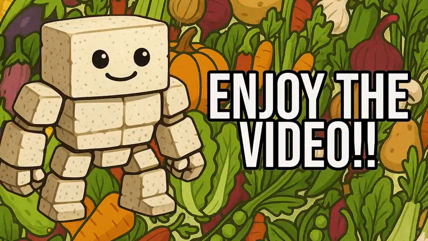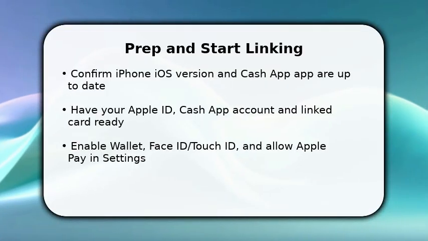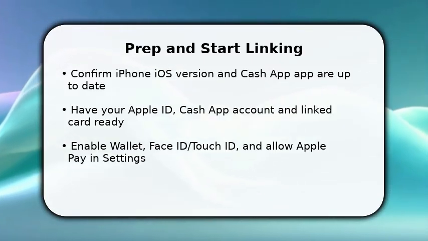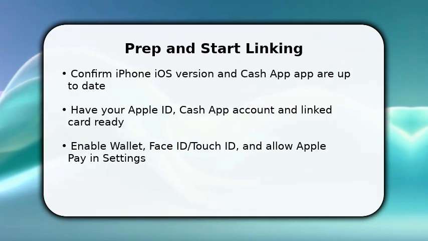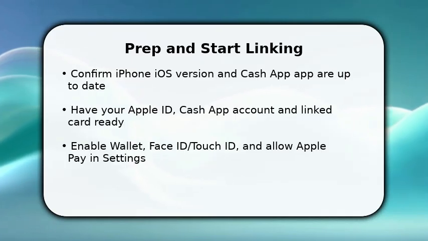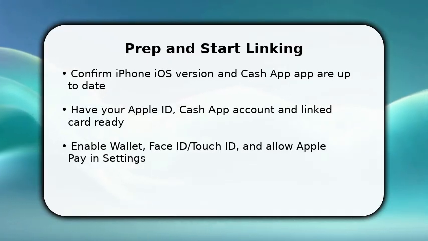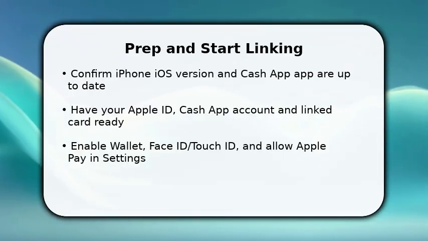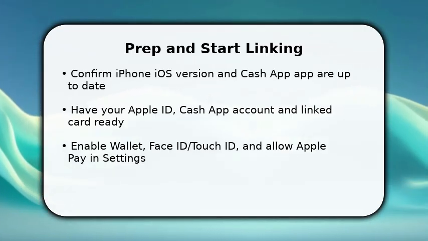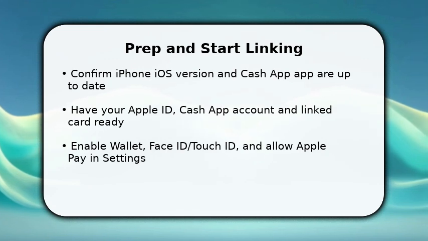Please enjoy the video. You begin by preparing the essentials. Update iOS and Cash App so compatibility issues are gone. Open Cash App and go to your profile to add or verify the card you plan to use with Apple Pay. This ensures the tokenization process can start. Once done, open iPhone settings, enable Wallet and Apple Pay, and confirm Face ID or Touch ID is active so payments can authenticate. These actions reduce common mismatches and get you into the linking flow immediately.